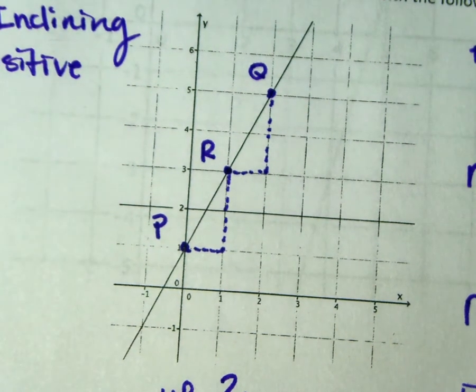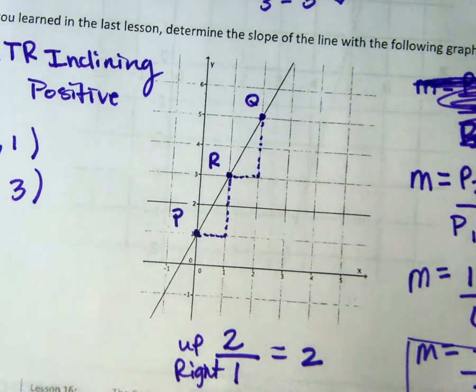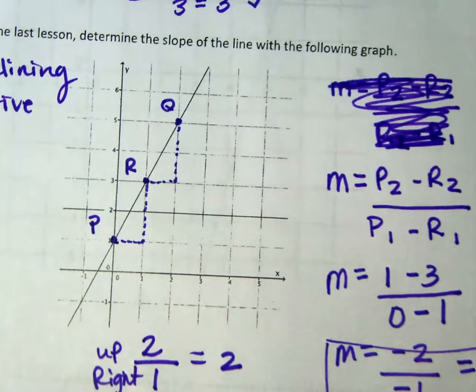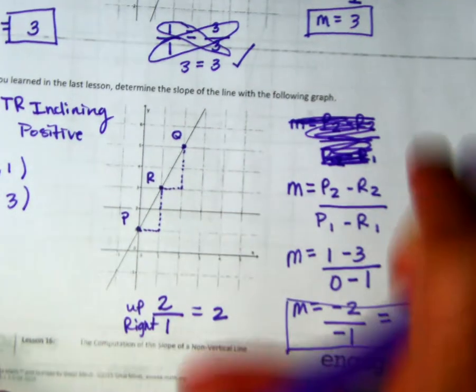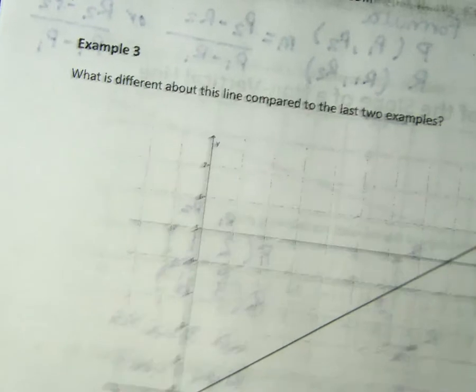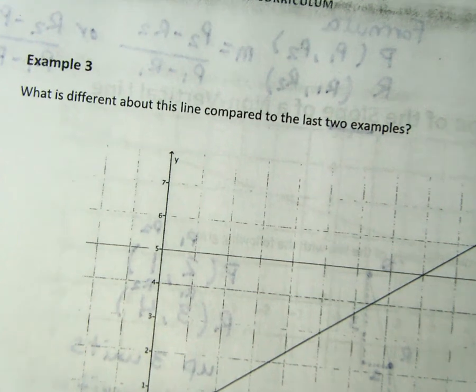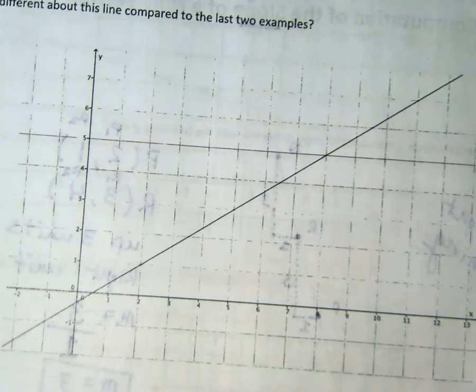Slope triangles are very, very helpful when you're working with slopes that are not whole numbers or integers. So in examples 1 and 2, our slopes, our rates of change, all end up being a whole number. Let's take a look at example 3. What's different about this line compared to the other two examples?